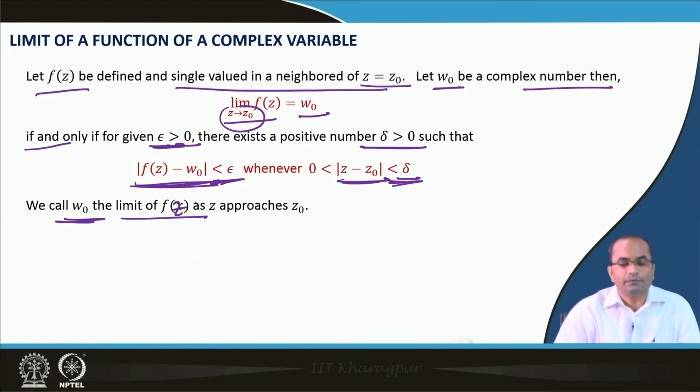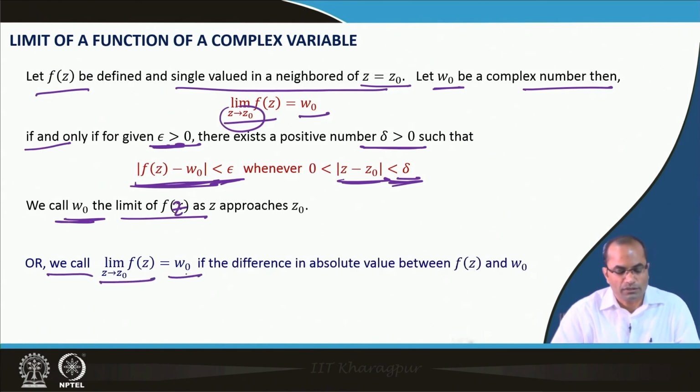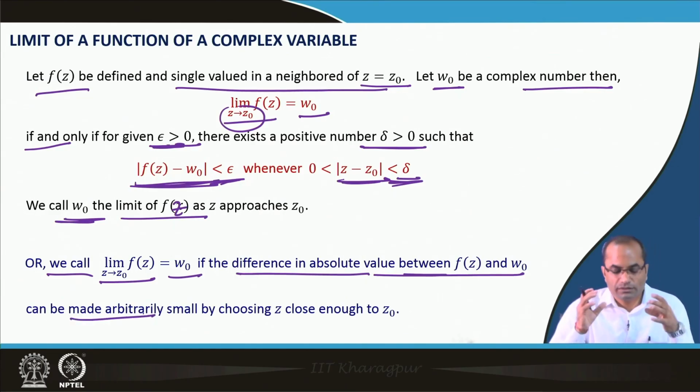We call w naught the limit of f(z) when z approaches z naught. Or, in simpler words, the limit of f(z) as z approaches z naught is w naught if the difference in absolute value of f(z) and w naught can be made arbitrarily small by choosing z close to z naught.